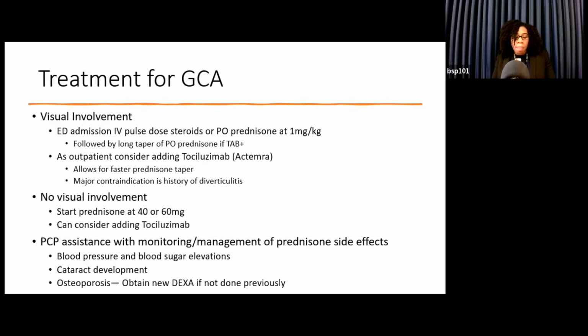However, there is the contraindication of a history of diverticulitis or other indications that they might be susceptible to bowel perforation. This medication should not be used. And if they don't have visual involvement, we can start these steroids as an outpatient once we have evidence that they have inflammation as well as a positive temporal biopsy, or if our overall suspicion for GCA is pretty high. And once again, we appreciate PCPs' assistance in monitoring for high blood pressure, high blood glucose, as well as cataracts and osteoporosis.